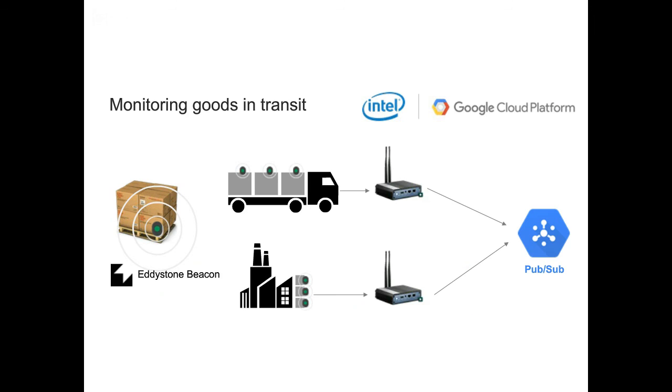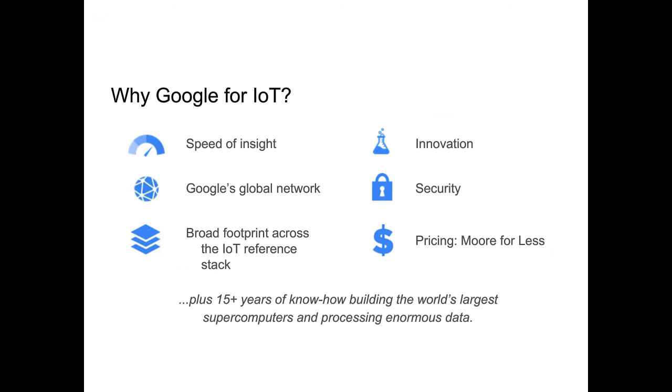And there is monitoring goods in transit using PubSub with Eddystone beacons. So if I had to briefly say why Google for IoT, it's the speed of insight, Google's global network, broad footprint across the IoT reference stack, innovation, security, pricing, and of course 15 years of know-how building the world's largest supercomputers and processing enormous amounts of data. That's all I have. Thank you.